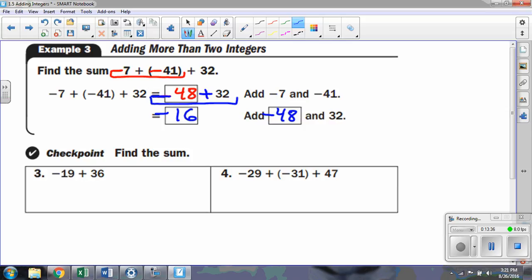Let's do our last 2 examples here with number 3 and number 4. Negative 19 plus 36. What do we have to do? Add or subtract? Because the signs are different, negative and positive, that's a subtraction. What is 36 subtract 19? After we borrow, we get 17. Should that be positive 17 or negative 17? Positive. Positive because the bigger number of 36 was positive.